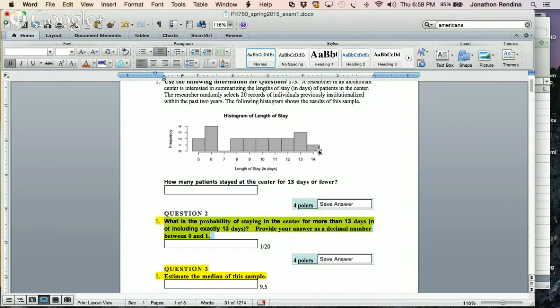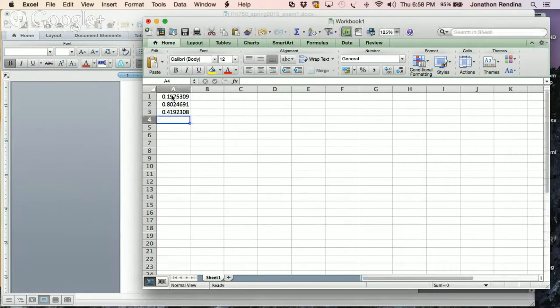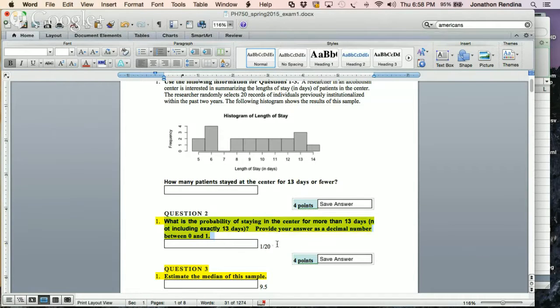And so in order to do that, we just need to know how many people stayed in the hospital for 14 days. The answer to that is 1, as we talked about before. And then all we have to do is divide 1 by the total sample size. So if we go into Excel and we do equals 1 divided by 20, which is the number of people who stayed for 14 days divided by the total number of people, we get the answer 0.05. And 0.05 is the answer to this question, which is also the fraction 1 out of 20 people.